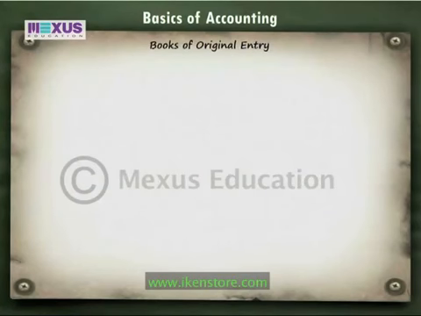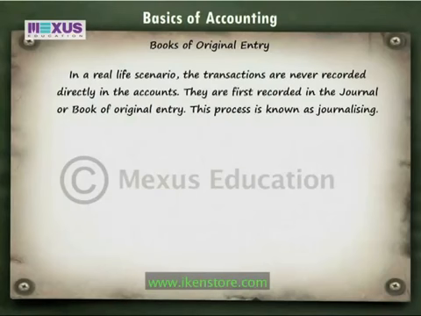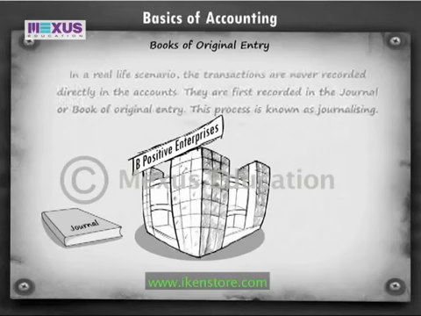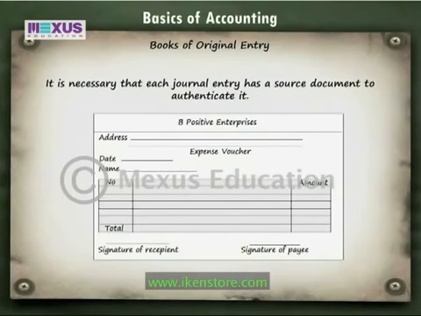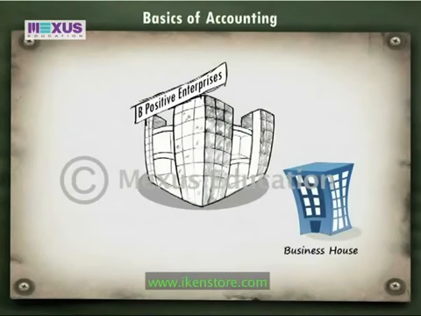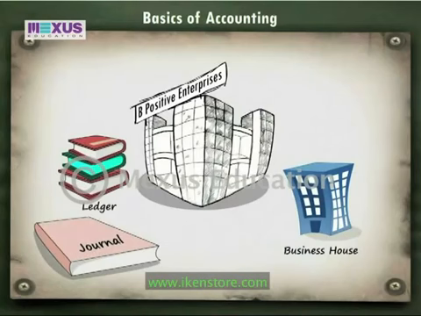Books of original entry. In a real-life scenario, the transactions are never recorded directly in the accounts. They are first recorded in the journal or book of original entry. This process is known as journalizing. It is necessary that each journal entry has a source document to authenticate it. Once the process of journalizing is complete, the transactions are then posted to their respective ledger accounts.